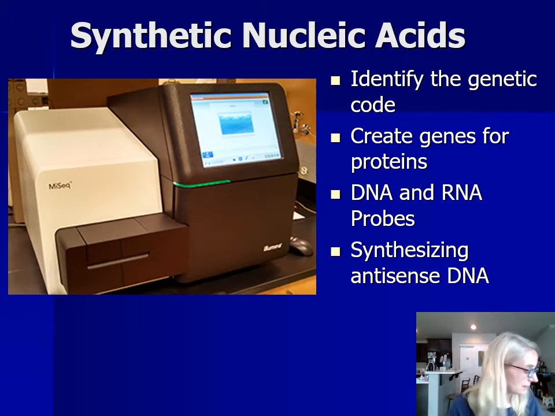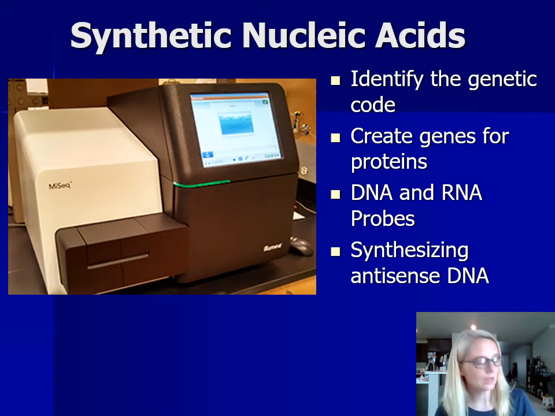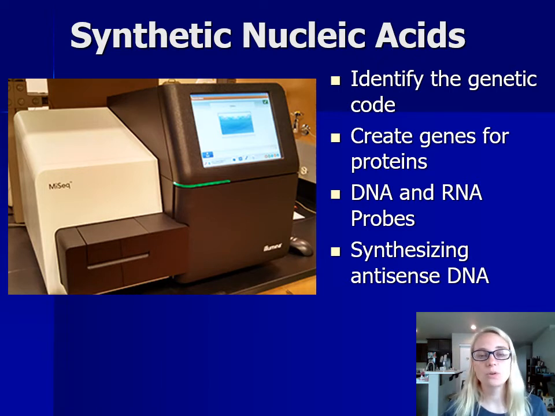All right, the next tool is synthetic nucleic acids. So we know nucleic acids are made up of repeating subunits of nucleotides, right? So A's, T's, C's, and G's, the sugar, the phosphate, the base. And so before this technology was around, the only thing that could make nucleic acids were cells. All cells come from pre-existing cells, so that's where the DNA comes from.